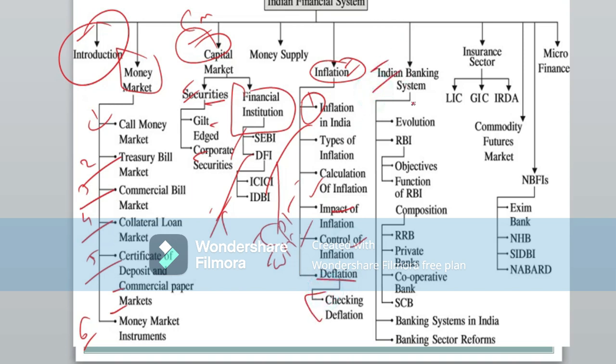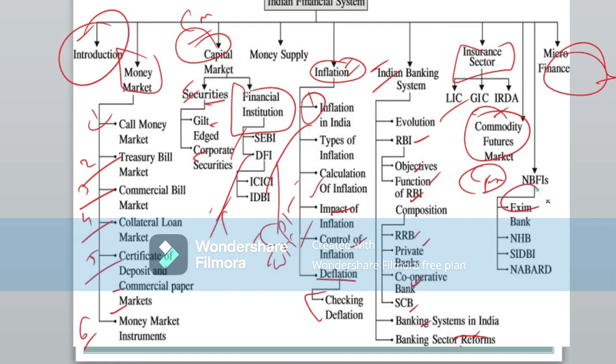Then comes the banking system, RBI and its objectives and functions, composition, regional rural banks, private sector banks, cooperative banks, scheduled commercial banks, the banking system in India, banking sector reforms. Next is the insurance sector: LIC, GIC, Insurance Regulatory and Development Authority, IRDA. Then comes the commodity futures market, which includes the commodities and futures present in the market. Then come microfinance institutions and non-banking financial corporations such as Exim Bank, NHB, SIDBI and NABARD.